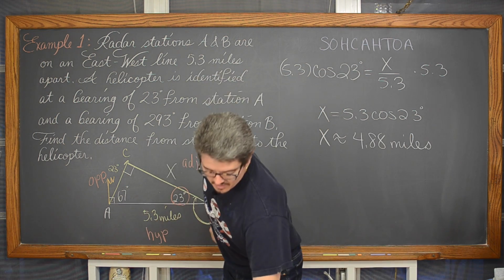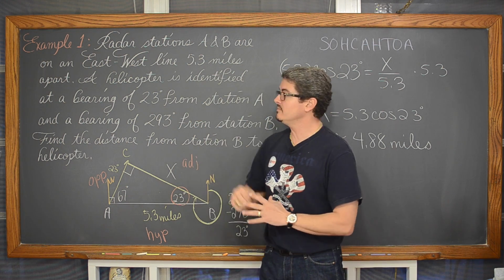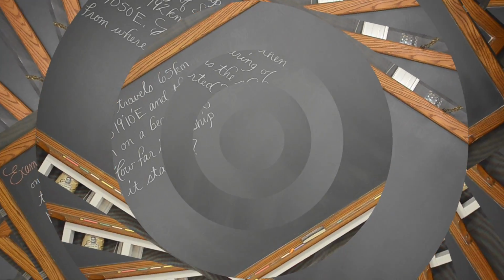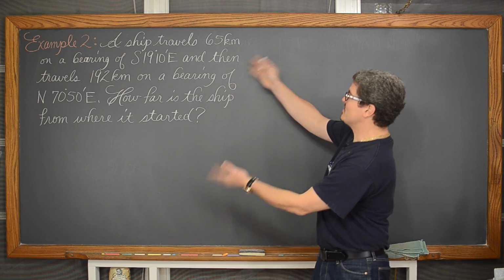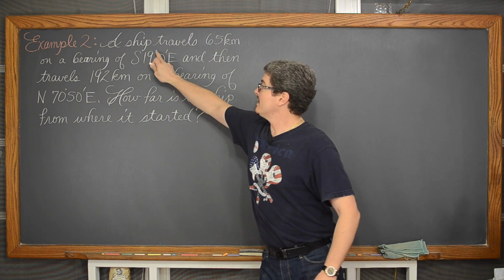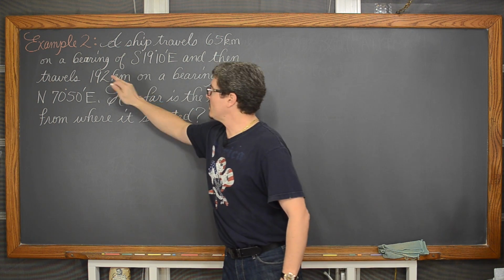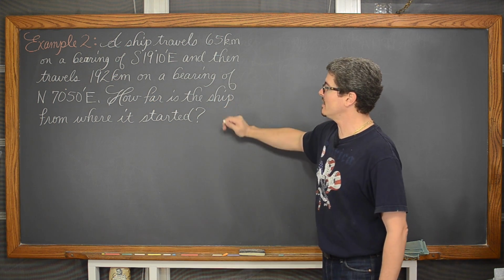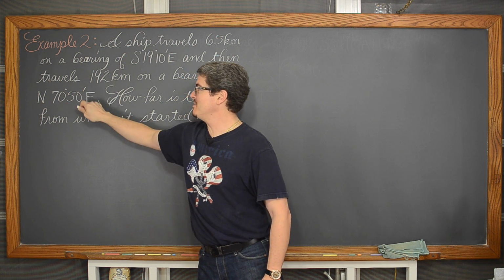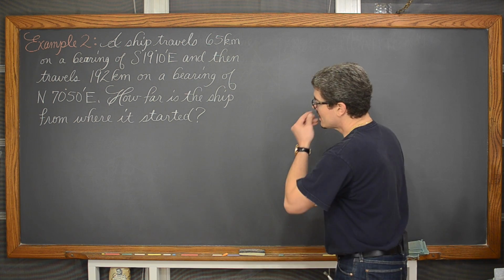The next one is also going to set up to be a right triangle, but it'll have a little bit different reading, so let's look at it right now. A ship travels 65 kilometers on a bearing of south 19 degrees 10 minutes east, and then travels 192 kilometers on a bearing of north 70 degrees and 50 minutes east. How far is the ship from where it started?